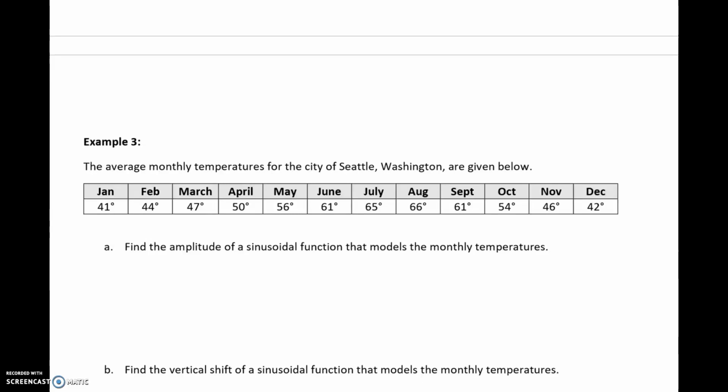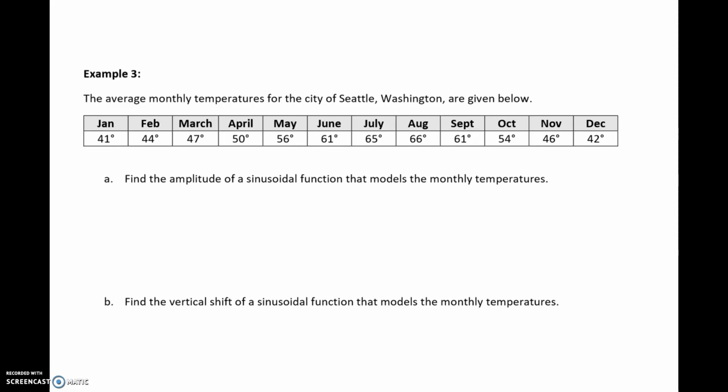All right, now we're going to take a look at our last example, example number 3. Now notice with this example, we're given a lot more information, so that's going to allow us to find a phase shift. Something to keep in mind. It says the average monthly temperatures for the city of Seattle are given below, so you can read those numbers on the table.